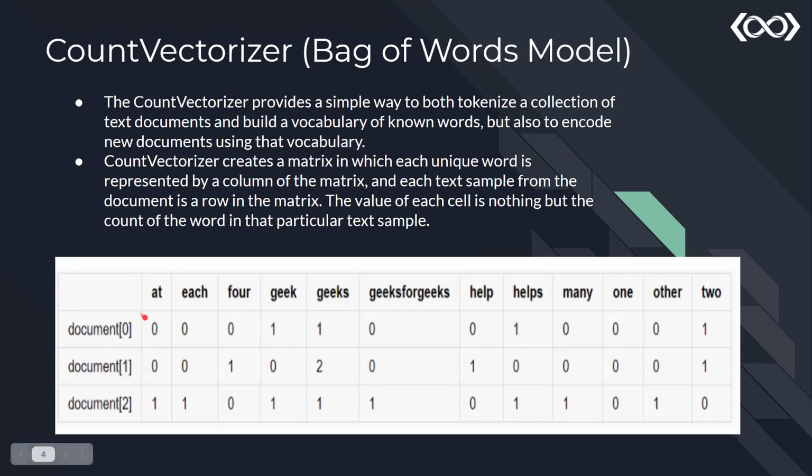So let's say with respect to the first review, if the word at occurs 0 times, I'll write 0. If the word 4 occurs 0 times, I'll write 0. If the word 2 occurs 1 time, 1. Geek 1, geeks 1, and if the word geeks occurs 2 times in my second review, I'll write it as 2. So basically, I've created a vector.